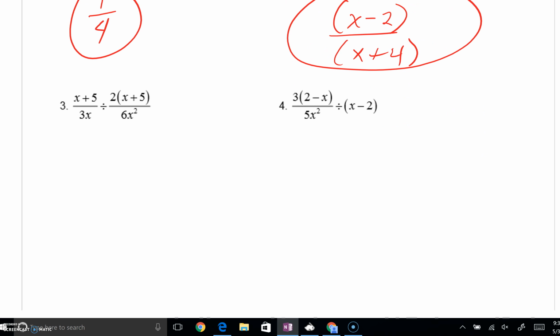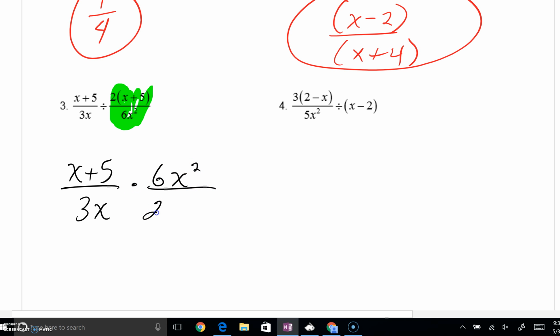Let's go to number 3. And, again, what you're going to see in a heartbeat is that you flip the second fraction, never the first. Rewrite the first one. Just flip that second one. And now be on the lookout for things to cancel. Will things cancel out here? Yeah. X plus 5 on top, x plus 5 down below. Those are going to cancel. Anything else that will cancel?